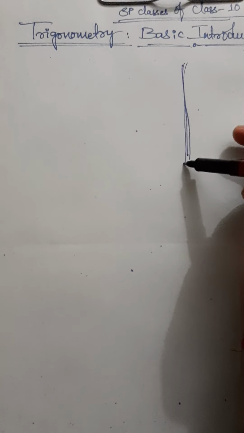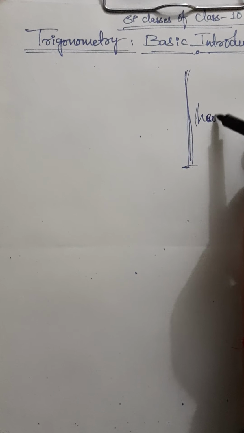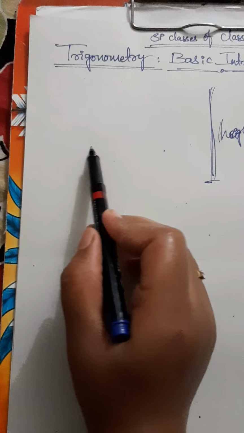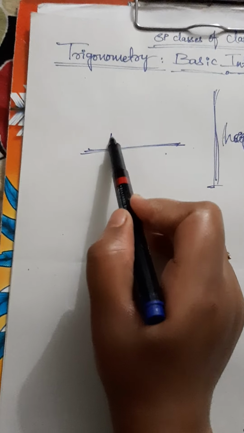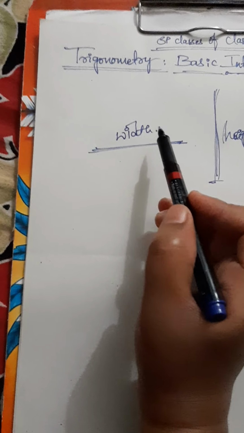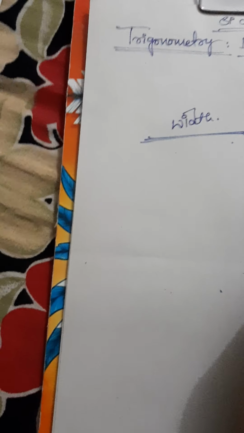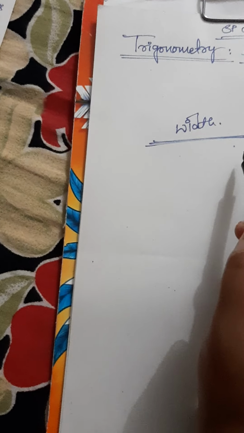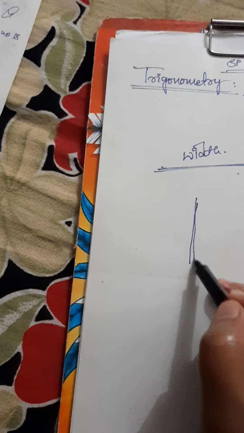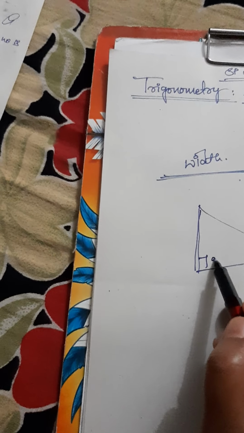one building of this much height. This side we take as height, and we have one more line like this, which we call width. Before going to that, let's see how we can find the height or width of the building. For this, we take one triangle, that is a right angle triangle, meaning the angle must be 90 degrees.